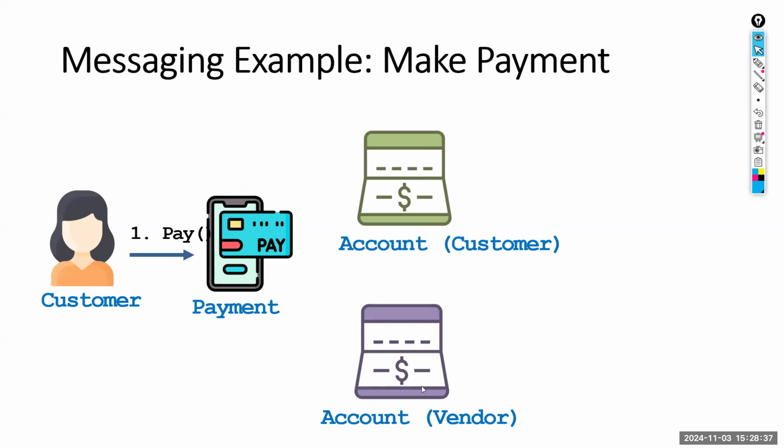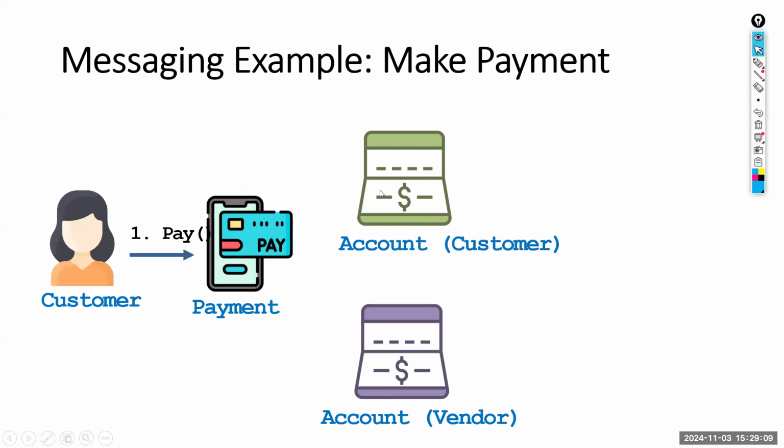Then there are two account objects. One account object is for the customer. From that account, money must be reduced. Remember when the customer is making a payment to a vendor? Just assume this is a money transfer. Say you are doing a money transfer to Somerset campus. Then from your account, say 8,000 must be reduced.